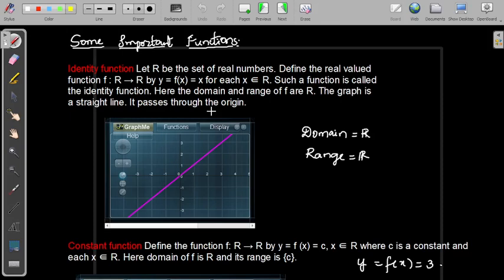In this video, I'll explain about identity function and constant function. Let's see what identity function is.